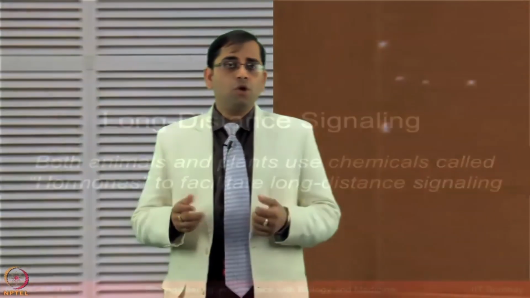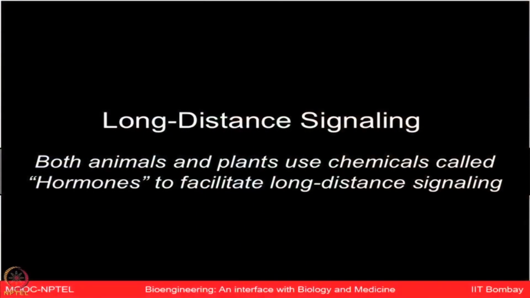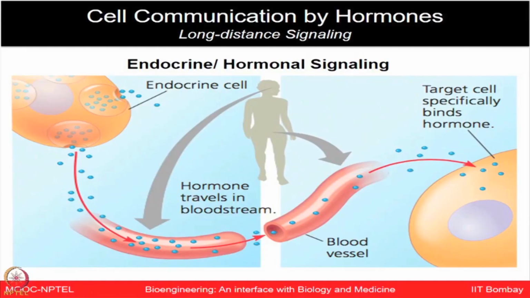Now, let us think about long distance signaling. Both animal and plant cells use chemicals called hormones, which facilitate long distance signaling. I have shown you here endocrine or hormonal signaling. These are the specialized endocrine cells which secrete hormones into the body fluid or the blood. These hormones then travel via the circulatory system to other parts of the body, and some of the examples of this include insulin, which regulates the sugar level in the blood.